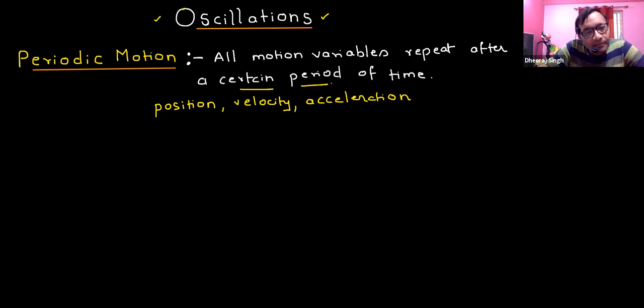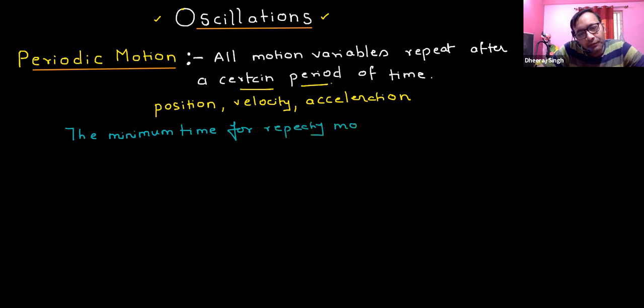So the minimum time for repeating the motion is the time period. Okay, this is the definition of time period, and it makes sense to define it for a periodic motion because it repeats after every time interval. So time interval or time period is a very important parameter to look for.